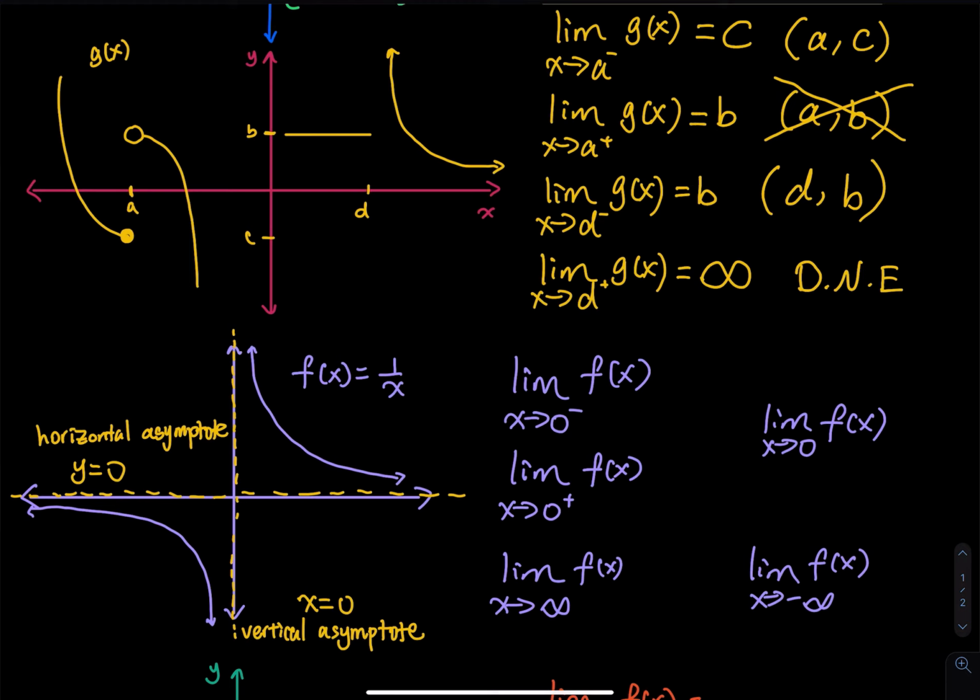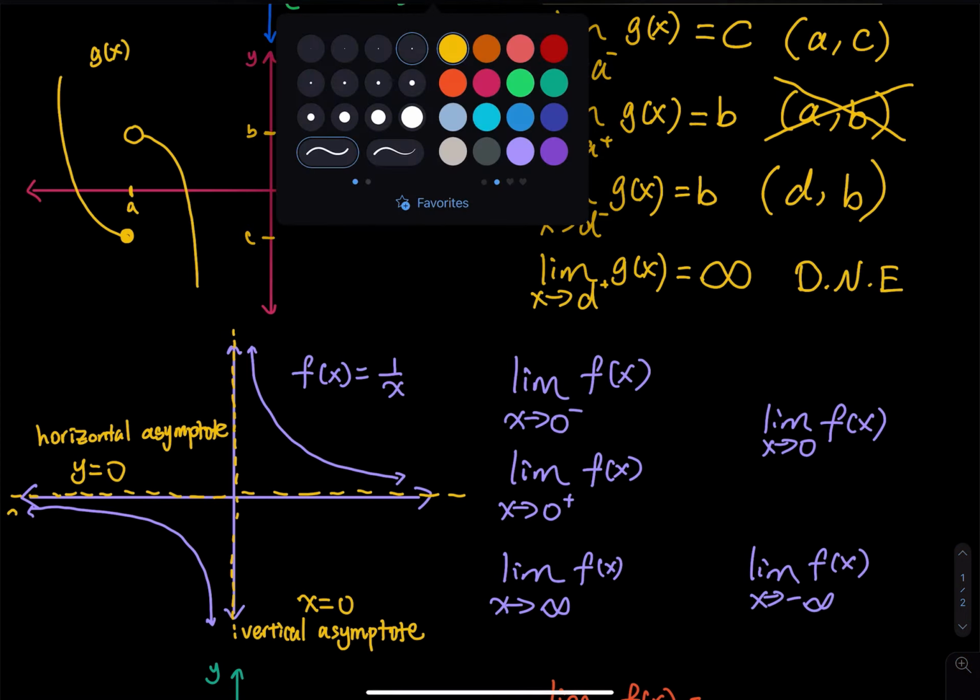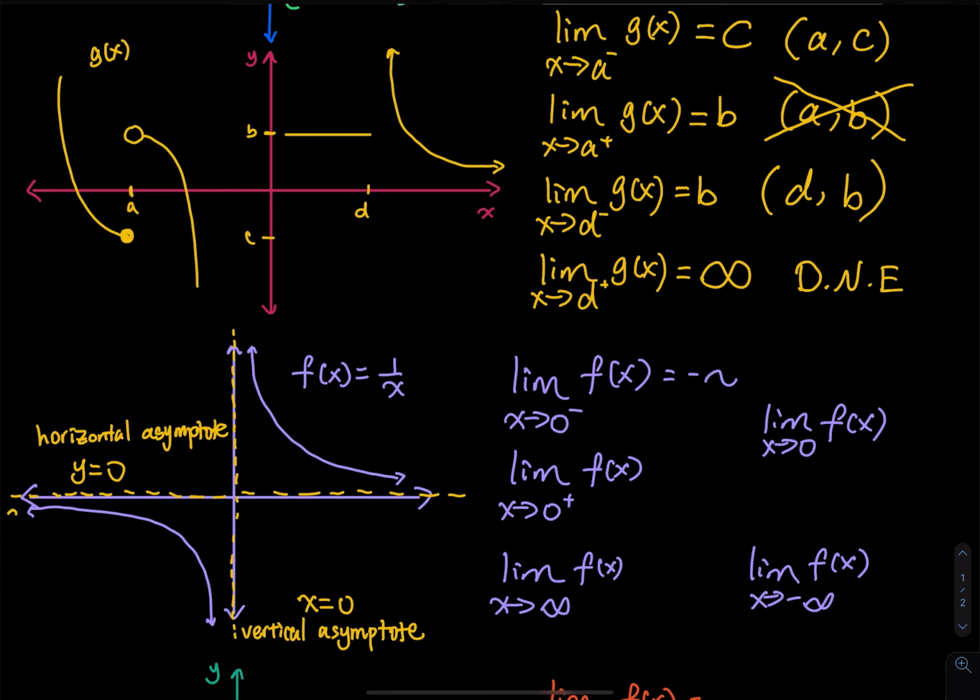So now, let me ask you a couple limit questions. As x approaches 0 from the left, x equals 0 is the vertical asymptote, right? Follow my cursor. As x approaches 0 from the left, do you see that the curve goes all the way down? So that means negative infinity, right? What about x approaches 0 from the right? That goes all the way up. So you have a positive infinity.